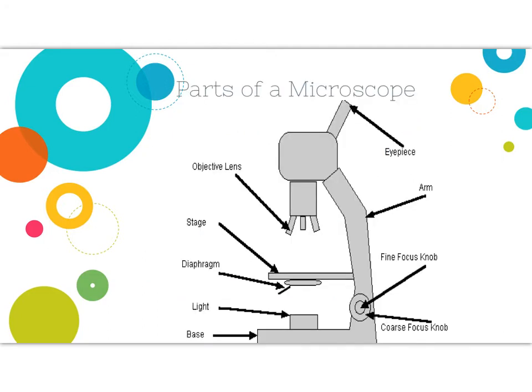The different parts of a microscope that you need to know. There's the eyepiece where we look through. Most microscopes only have one. Some fancy ones have two, like binoculars. We have objective lenses. There's usually three. There is a short one, which is the low power objective lens. The longest one is the high power, so the most magnifying, and then there's the medium power.